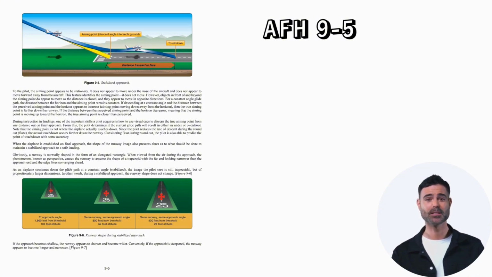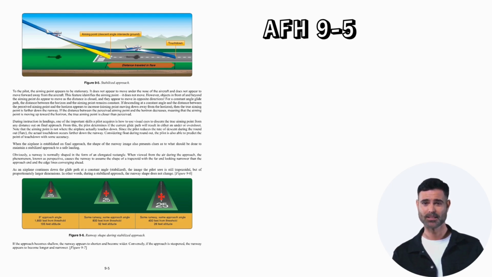During instruction in landings, one of the important skills a pilot acquires is how to use visual cues to discern the true aiming point from any distance out on final approach. From this, the pilot determines if the current glide path will result in either an under or overshoot. Note that the aiming point is not where the airplane actually touches down. Since the pilot reduces the rate of descent during the round-out flare, the actual touchdown occurs farther down the runway. Considering float during round-out, the pilot is also able to predict the point of touchdown with some accuracy.